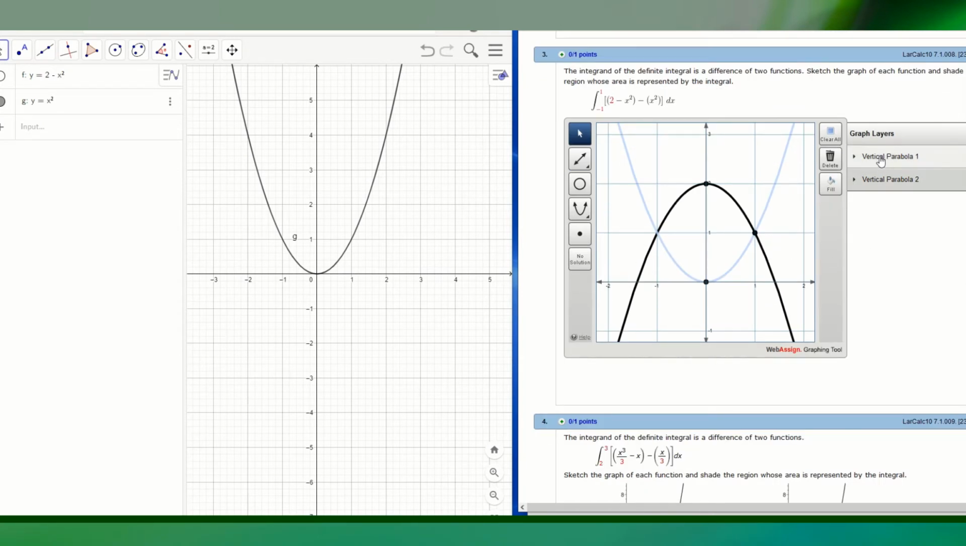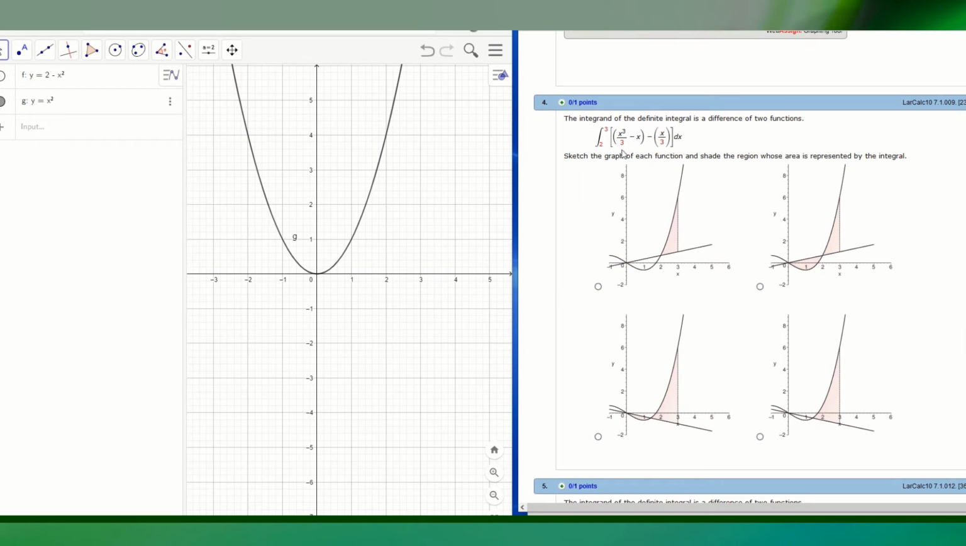It is sufficient to have the 2 parabolas, y equal to 2 minus x squared and y equal to x squared. So you know that this is the region between the 2. You have to fill it. So press fill. Now fill this area. See? That's it. You are not asked to evaluate the integral. The question is sketch the graph, shade the region. That's it. So that's all for number 3.